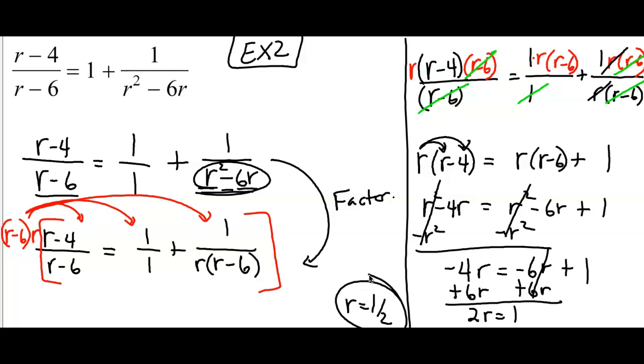So that was a dud. I wanted it to do something else. But let's check our answer real quick. If I plug a half in here, will that make the bottom 0? No. If I plug it in here, will that make 0? No. So we have a good answer. We'll keep it. All right. Let's do a guided practice. We'll work through this one together.